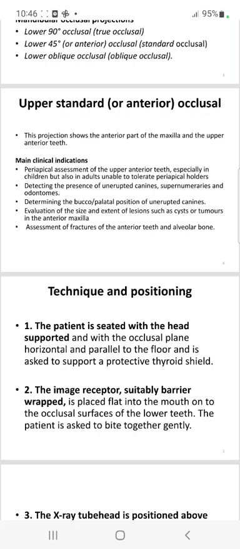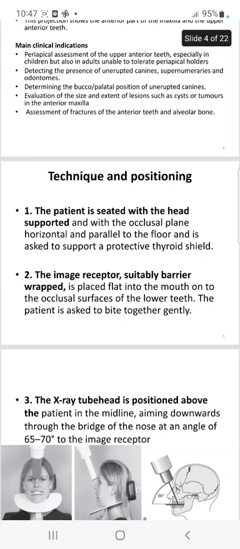The indications are for those children whose upper anterior teeth X-ray is required and who are unable to tolerate the periapical X-ray view technique. The other is for the detection of unerupted supernumeraries and odontomes, and the third is for unerupted canines, cyst and tumor detection, and for the assessment of fractures of the alveolar bone and the anterior region. Technique and positioning are the same as we read in the book.